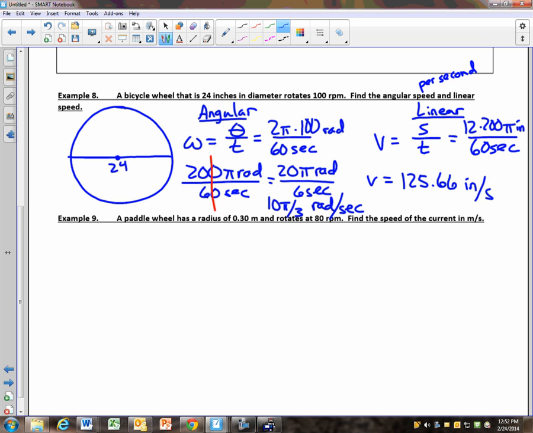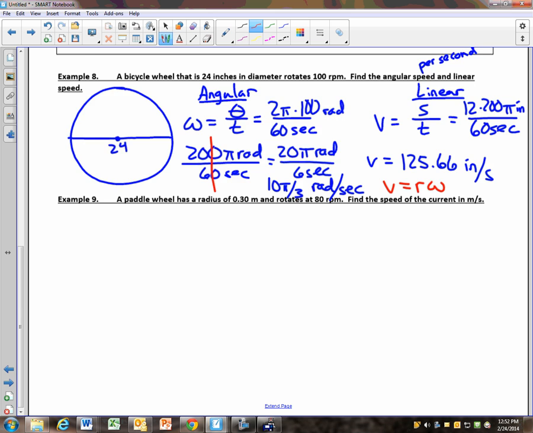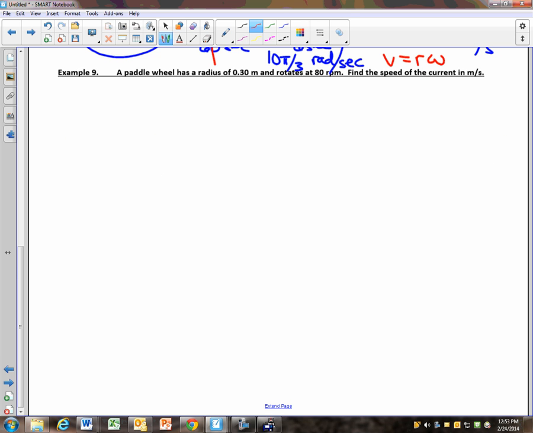I actually had a different option for that second problem. Did you see what we could have done instead? We could have done velocity equals r omega. You know what r is? What's r? 12. And you know what omega is because you just figured it out right here, right? You would come up with the same thing. So you can use either formula. We'll use the second formula here because I think it will probably work a little bit quicker. So paddle wheel has a radius of 0.3 meters.